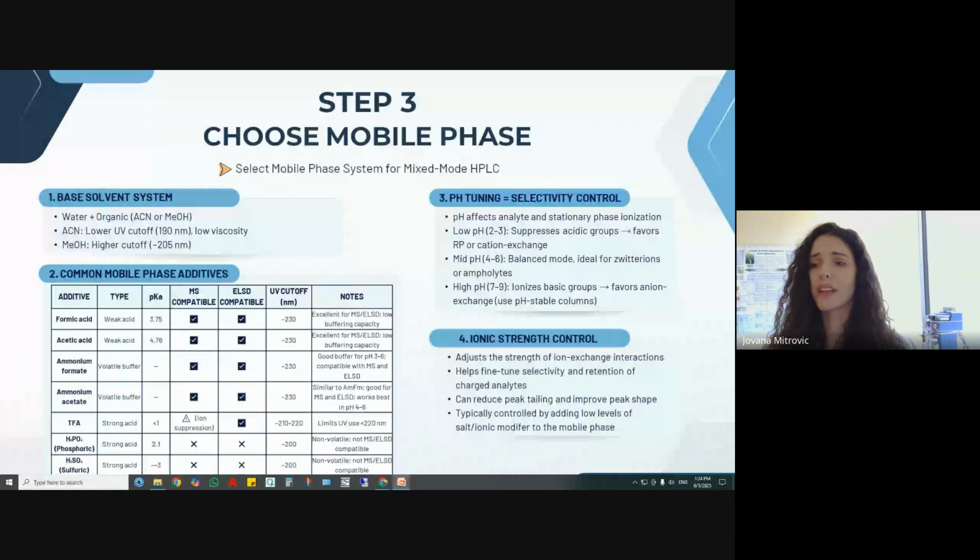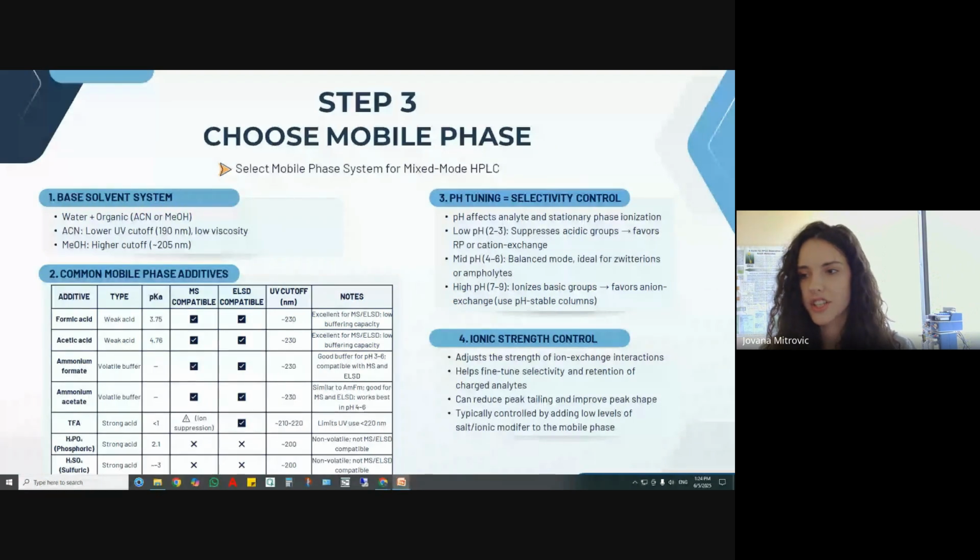Next, we consider pH and ionic strength. The pH affects the ionization state of your analyte and the stationary phase surface, which strongly impacts retention and separation. Ionic strength, controlled by buffer concentration, stabilizes these ionic interactions, sharpens peaks, and improves reproducibility.